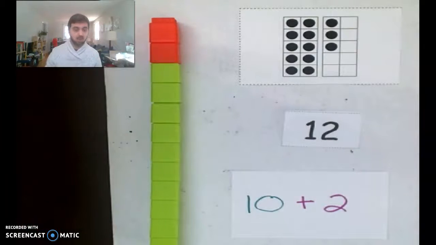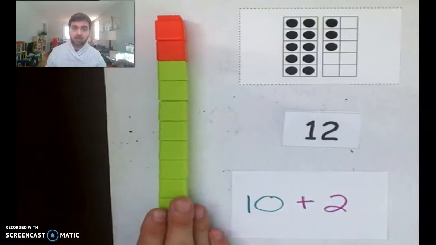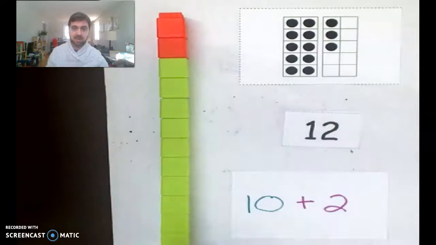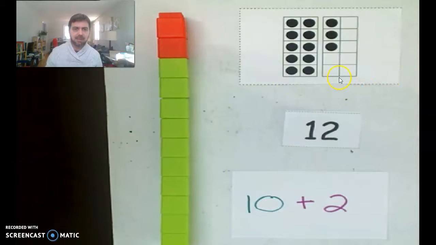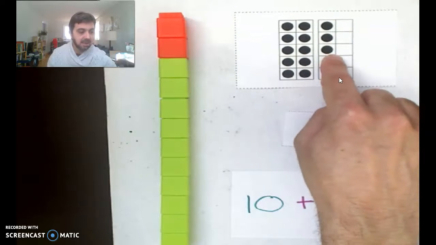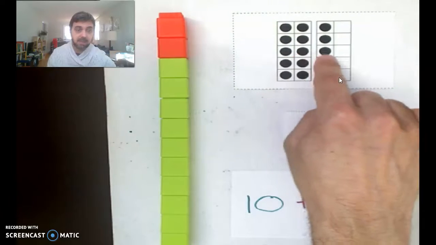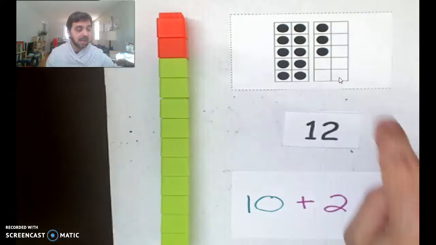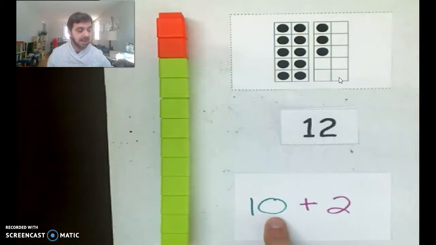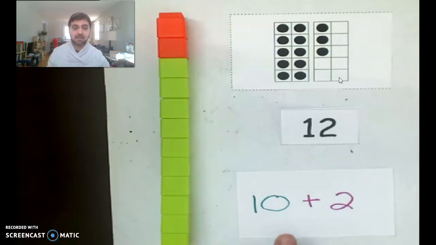Okay. So I have 4 things here. I have a bunch of connecting cubes, okay? And I have some dots in a double 10 frame, which we've been doing a lot with, right? Playing our 10 frame flash. And I have a number, it says 12. And I have an addition sentence, number sentence, that says 10 plus 2, okay?